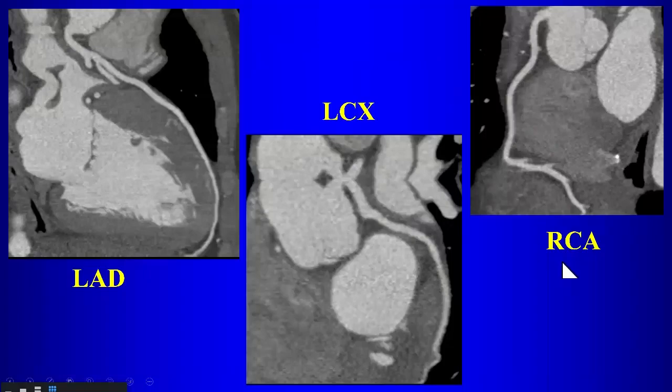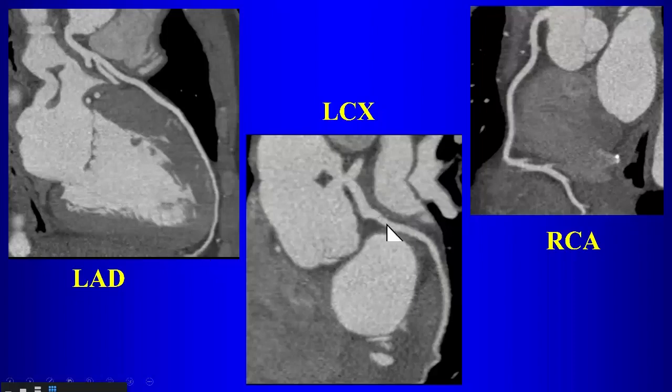And then the idea is to be able to generate your images and do these kind of nice multi-planar reformatted images. And these are the typical planes that we will reformat images to look in. So here we'll look at the left anterior descending coronary artery, kind of almost a two-chamber view, left atrium and left ventricle. And then here's a short axis view.